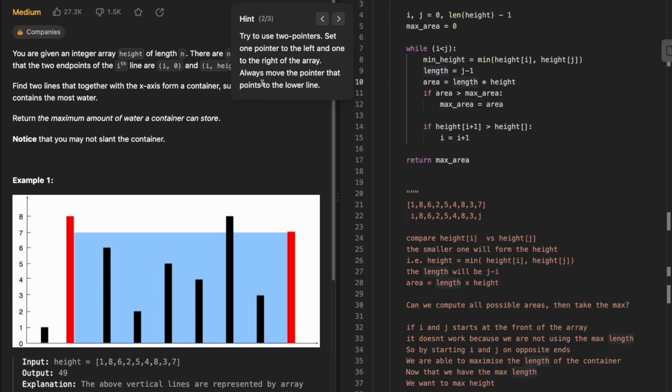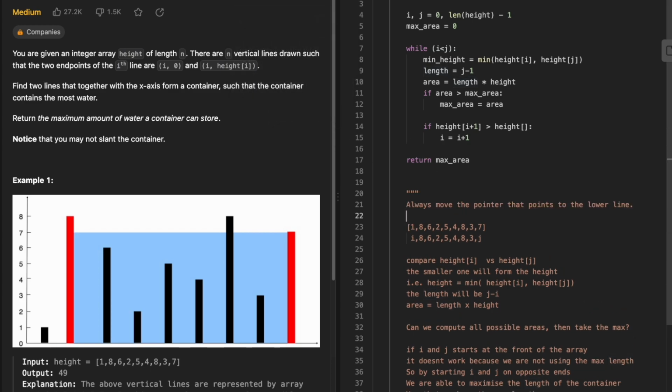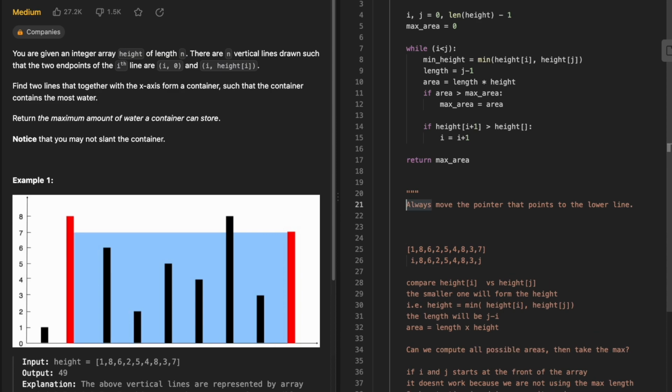Oh, I see. We want to do this. Alright, this is the key. We have to move the pointer that points to the lower line. Which means that I was thinking of this the wrong way, right? We must look at the pointer that points to the lower line, because we want to maximize the area.